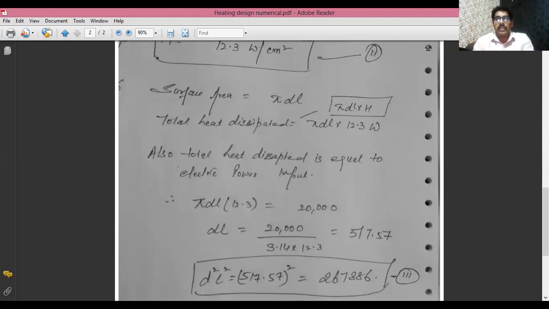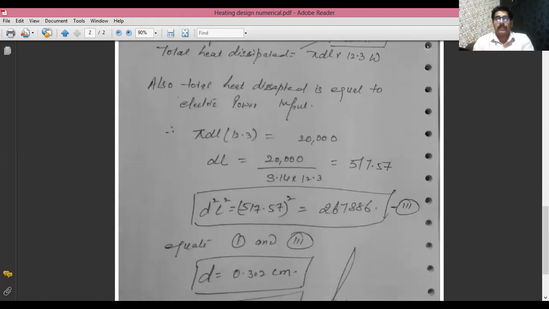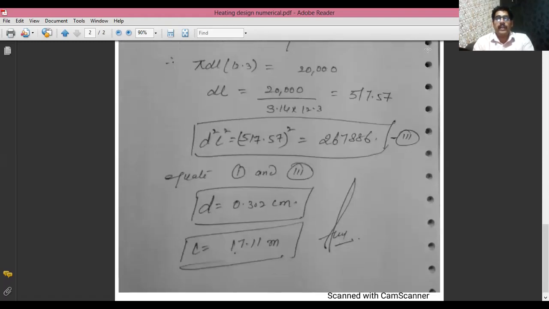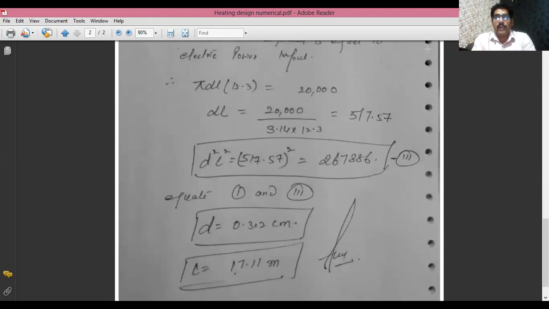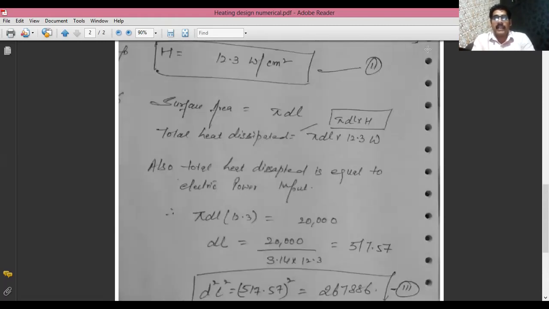Now see, you have equation number 1, in which there is a ratio of l upon d square, and here we have equation number 3, which has a product of d square into l. We have two equations and two unknowns. Based upon that, we can get the value d equal to 0.302 centimeter and l equal to 17.11 meter. I think this value is clear to all of you. By virtue of this, we can calculate the diameter of the heating element design as well as the length of the heating element design.